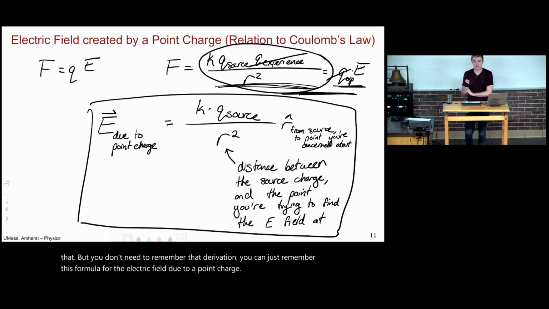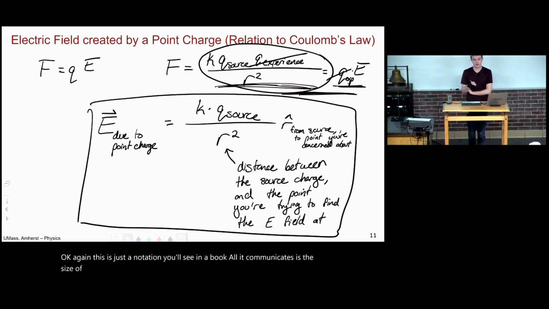Okay, again, this is just a notation you'll see in a book. All it communicates is the size of the electric field is kq over r squared, and it points away from positive charges when q is positive.